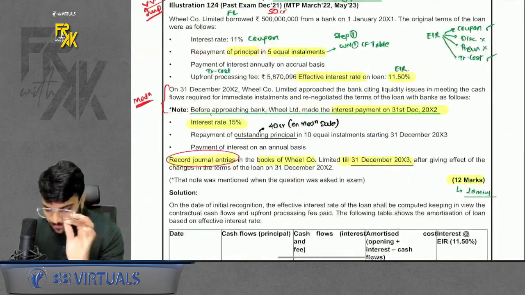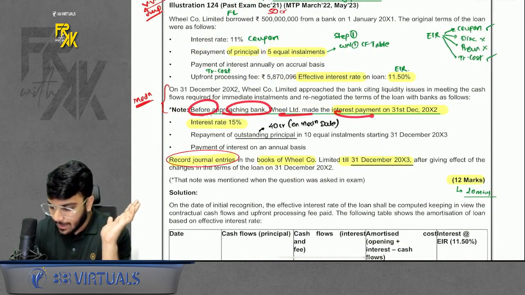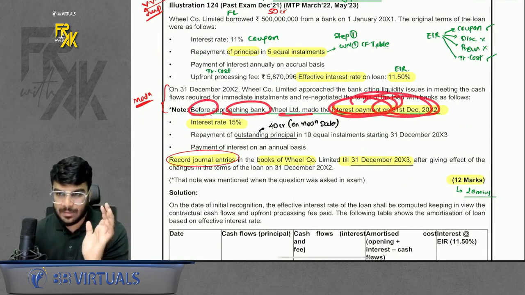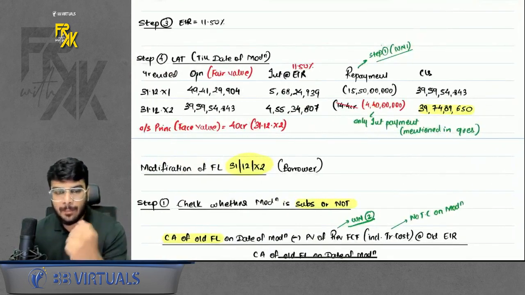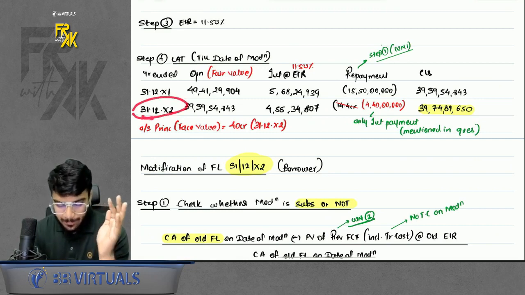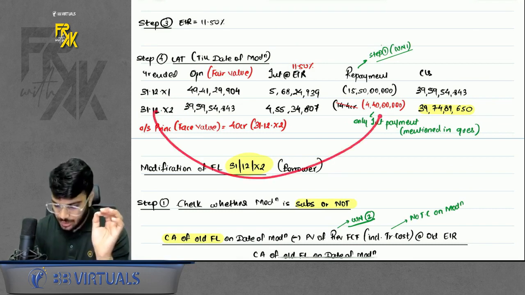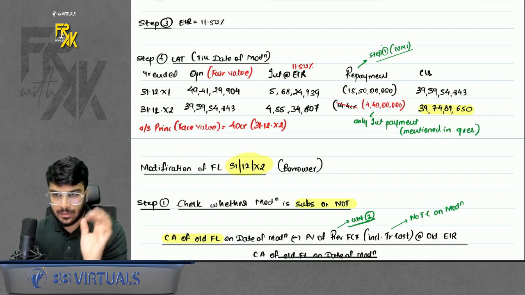But in the question, one thing is mentioned. Before approaching the bank, the company made the interest payment on 31st December 12. Do remember, every year we are paying two payments: one is principal, one is interest. So it is said that when you are approaching the bank for modification, you don't have the money to make the principal repayment, but you only have the money to make the interest repayment. So you only made the interest repayment in the question.